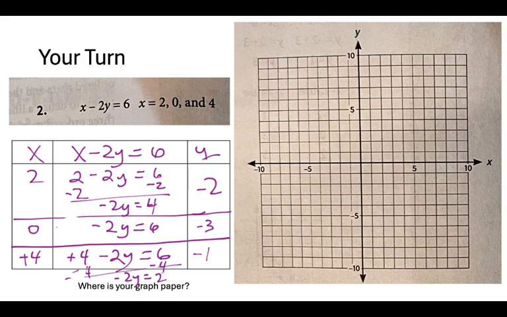We're going to go 2 comma negative 2. Let's do 2 comma negative 2 right there. 0 comma negative 3 is right there. And 4 comma negative 1. Did I get a straight line? Yeah.